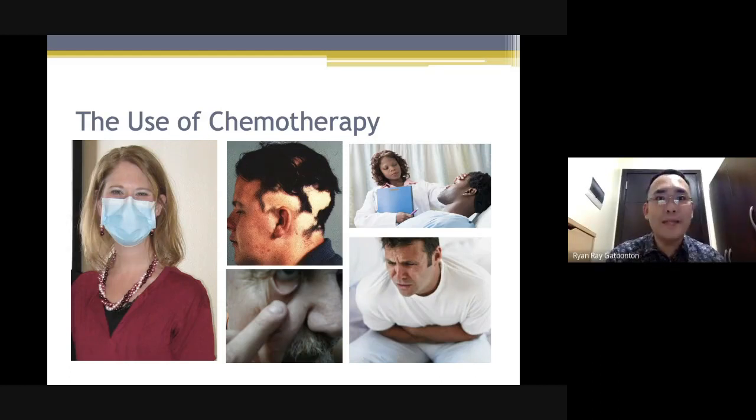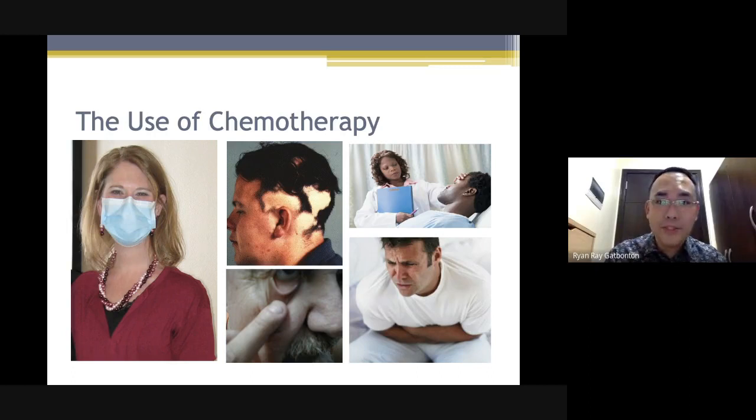So if we apply the four conditions of double effect, we can say that number one, the action is to cure. That in itself, the action of curing, is actually a good action. So the first condition is met.